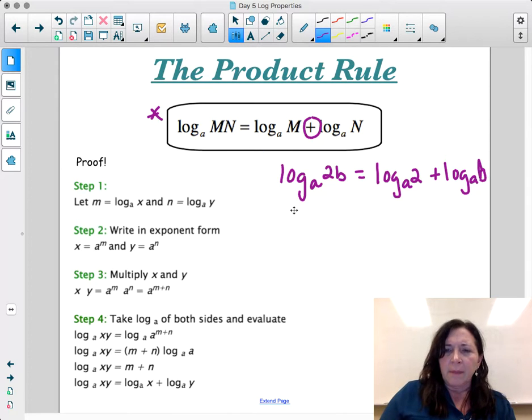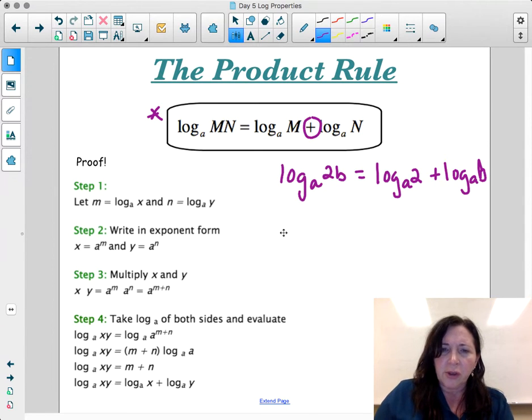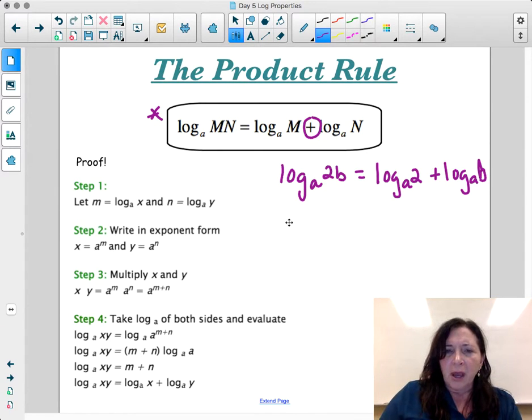Okay. When would I use that? All of this is a proof here that you could look at more in depth, but you would use it, let's say I have log base 10 of, let's say, 15. Well, how could I rewrite that?